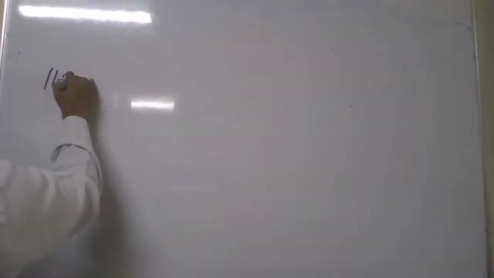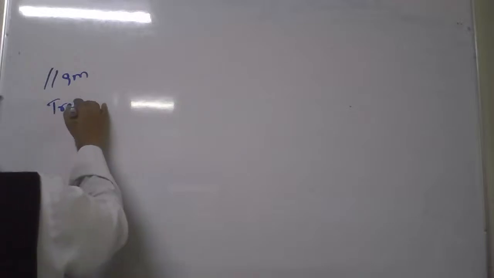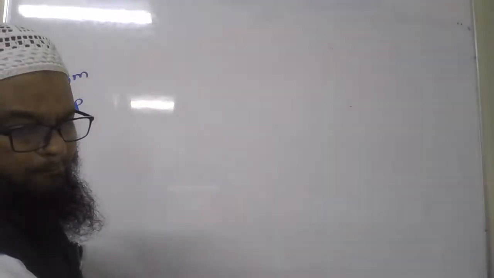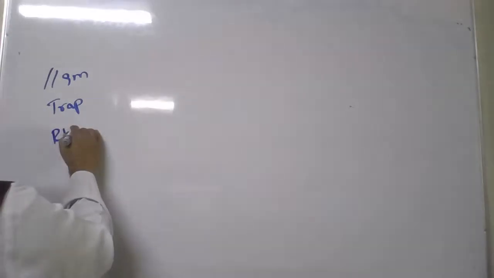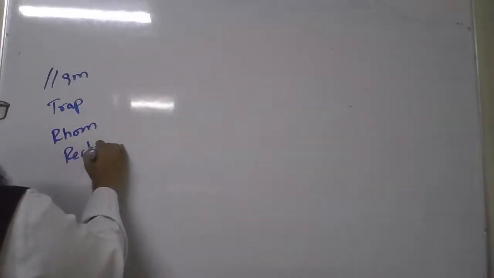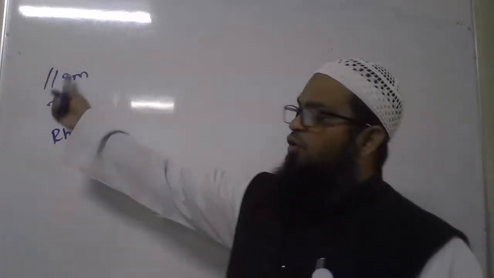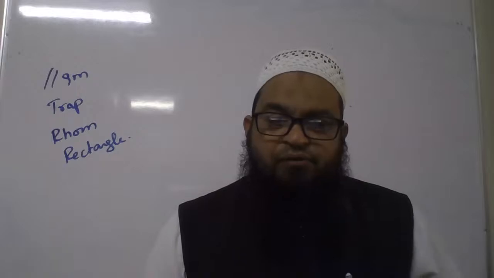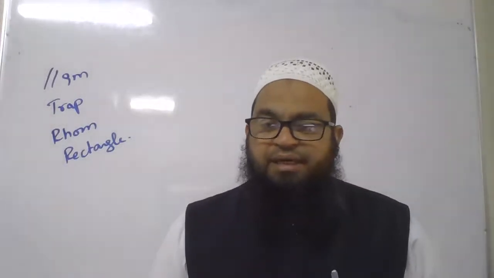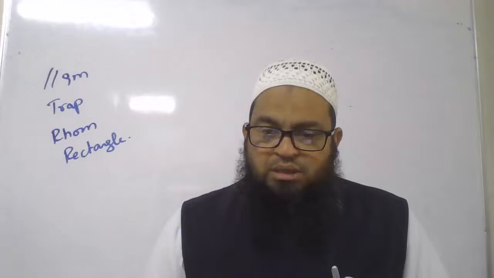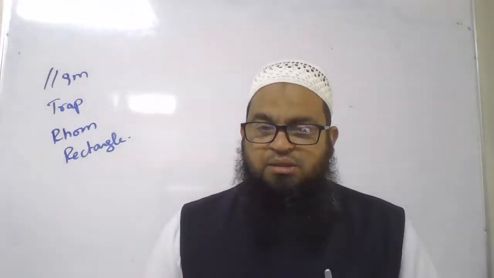Now, fourth question. A quadrilateral with two pairs of parallel sides. The options are parallelogram, trapezium, rhombus, and rectangle. Can you please tell me in these four options which is a quadrilateral with two pairs of parallel sides? I got two answers, waiting for the others to answer.